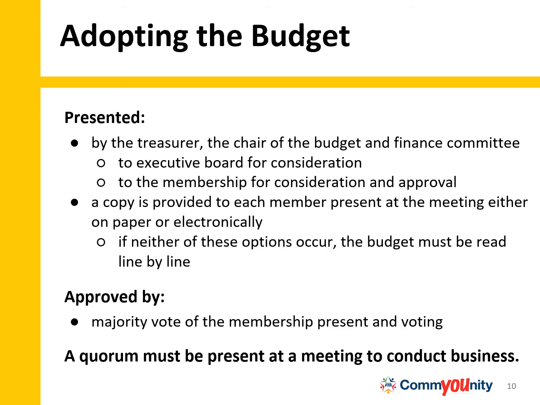Please note that for any PTA business to occur, including the adoption of the budget, a quorum of members must be present. A quorum at an executive board meeting is a majority of the executive board members. For membership meetings, each PTA may select any number of 10 or higher members for quorum. The PTA's choice will be indicated in your bylaws.